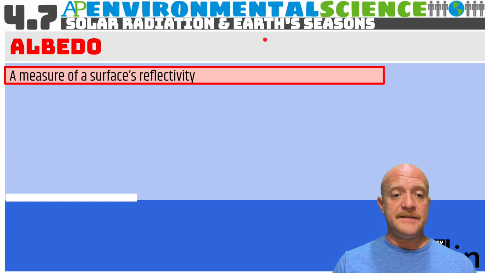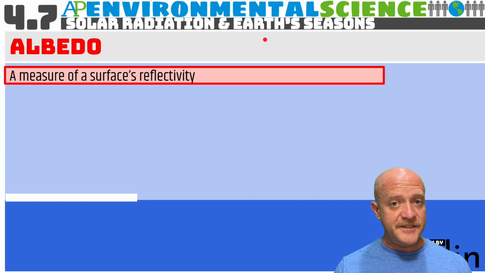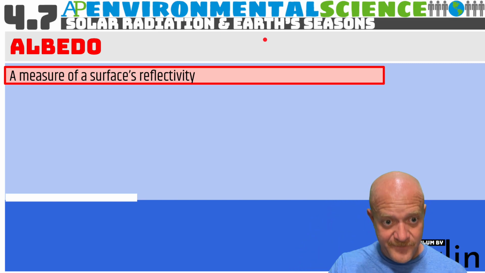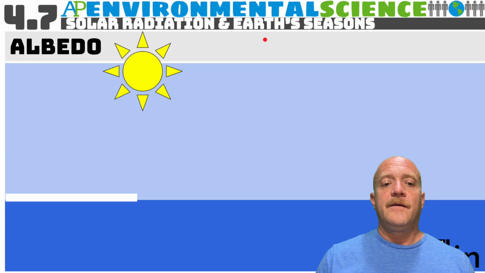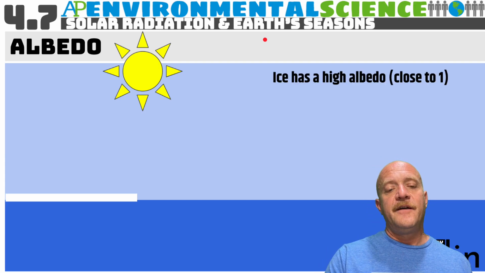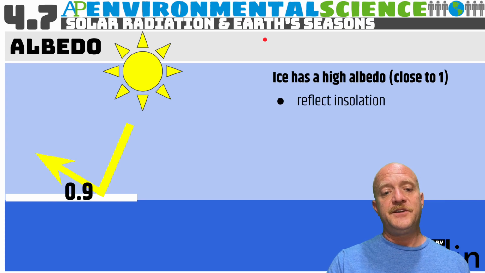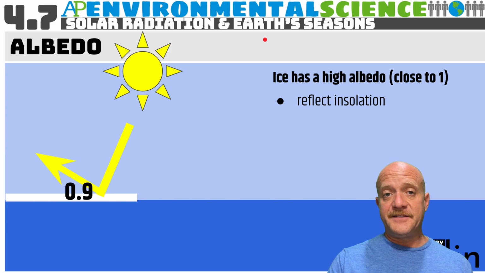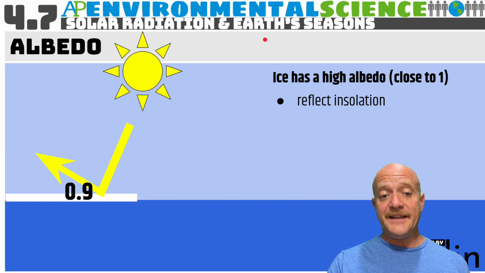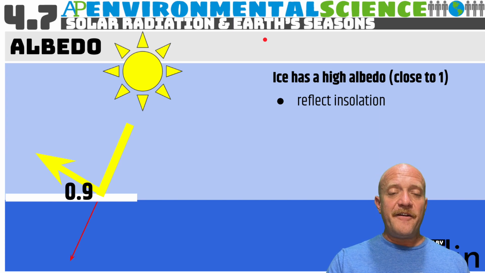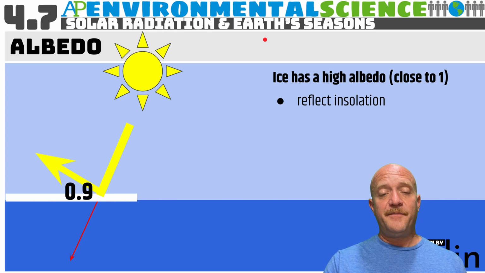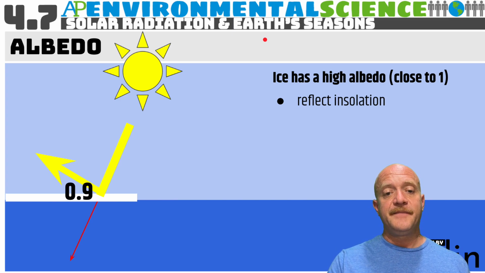And albedo is literally the measure of a surface's reflectivity. For example, ice has a very high albedo. It is very close to 1. So most of the solar insolation will be reflected. It will reflect the solar rays. Some very small amount will be absorbed by the ice.